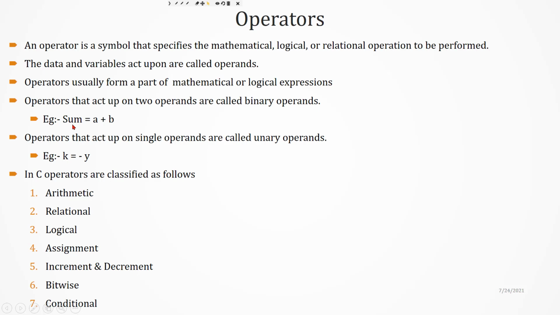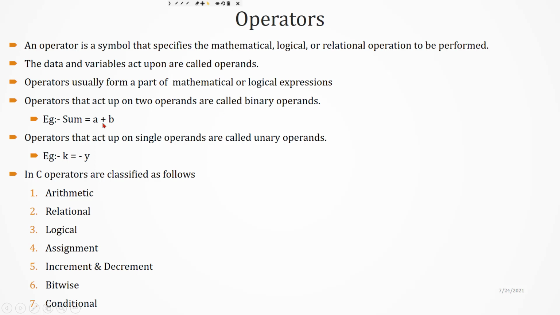For example, sum equal to a plus b. Here plus is an operator because plus is acting upon two operands, a and b. So we are adding a and b, and that value will be stored in sum. So here equal to is also considered an operator. So this plus is an example of a binary operator.